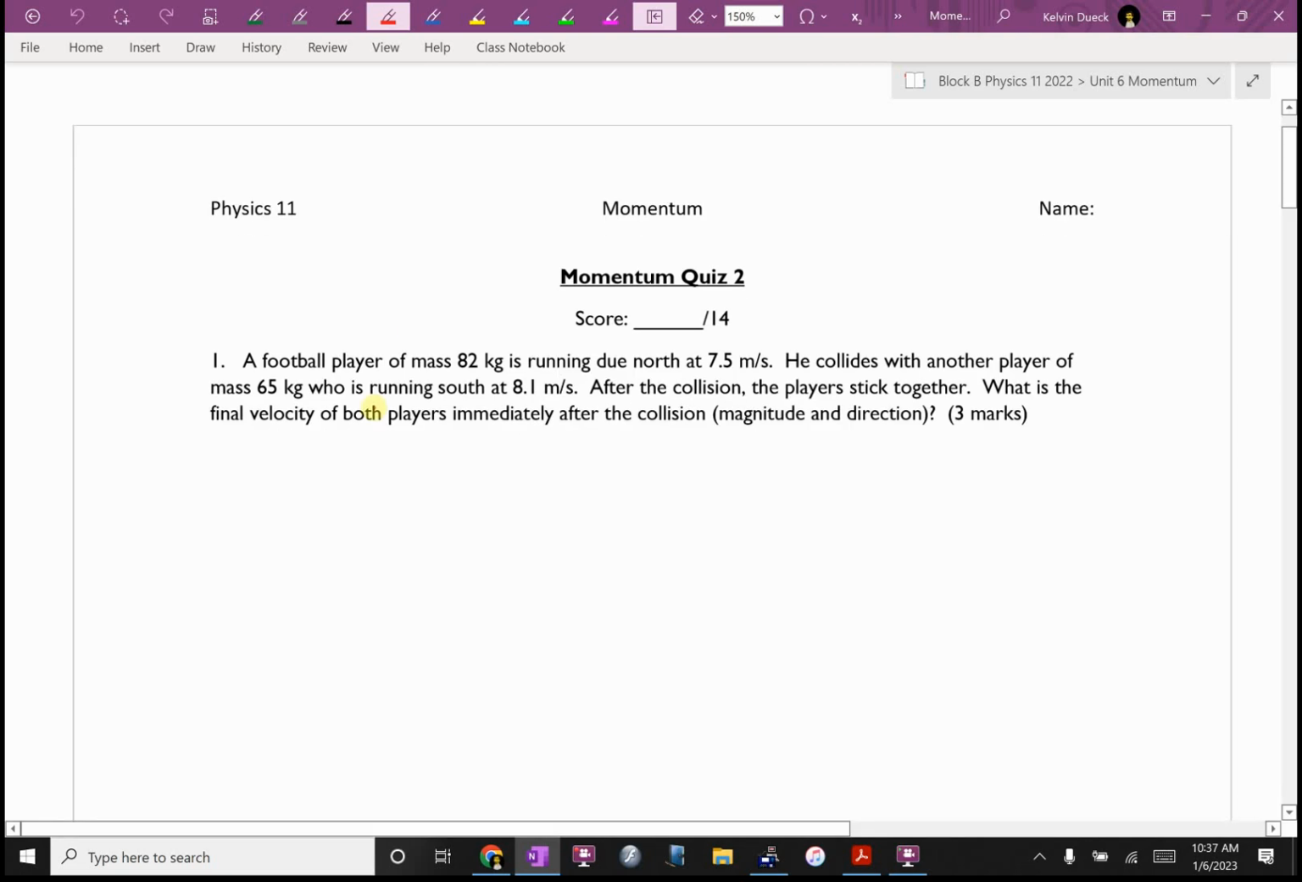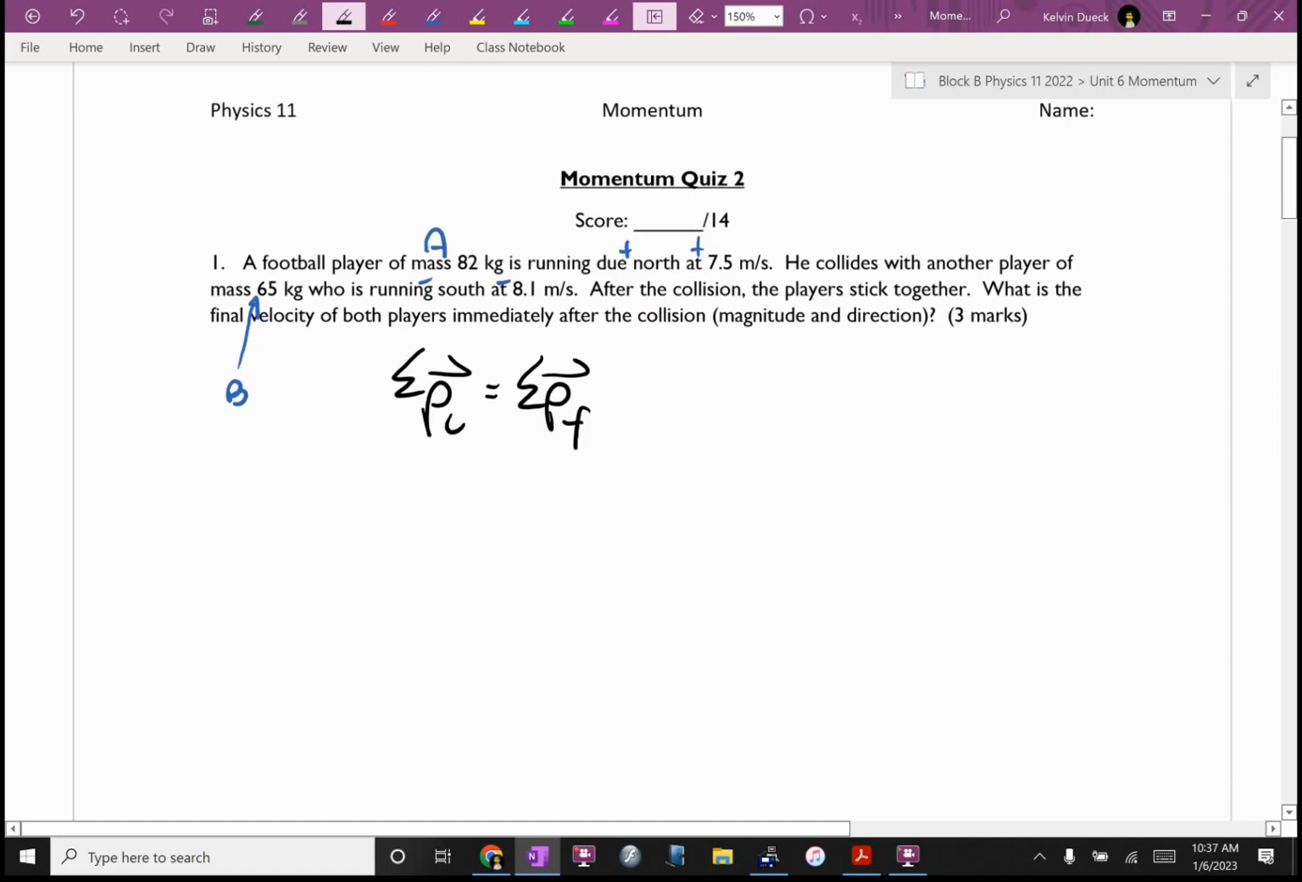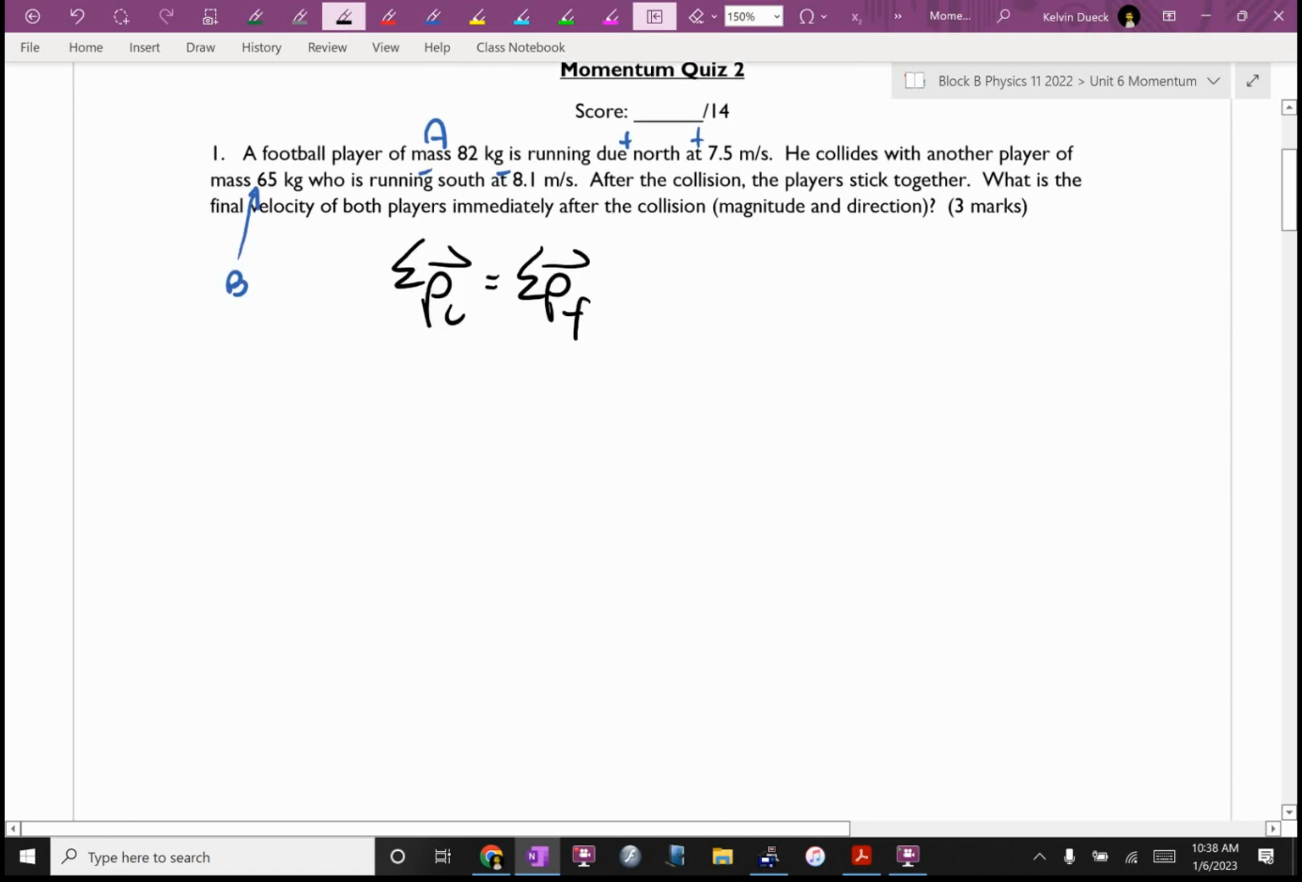Okay, anyways. How would I handle this? First thing I would probably do is be lazy but organized. Mass A, mass B. Then I see north and south. I would probably say north is going to be positive, south is going to be negative. Now I think I'm ready to go. This is a collision, so I could say the sum of all the initial momentum equals the sum of all the final momentum. I won't be fussy if you didn't write that, but I know where I'm going now.